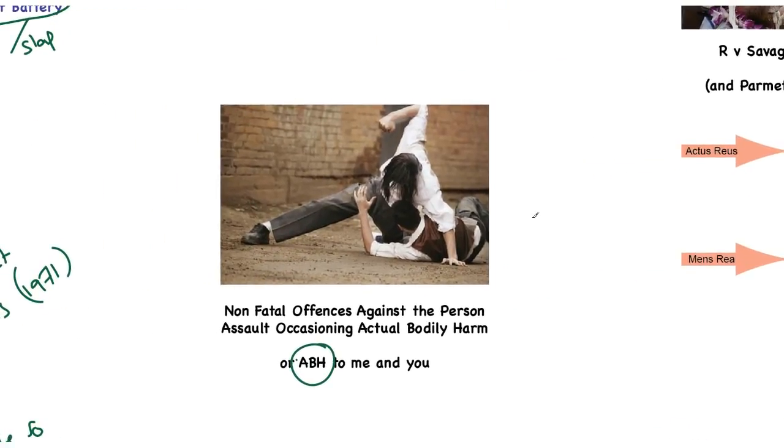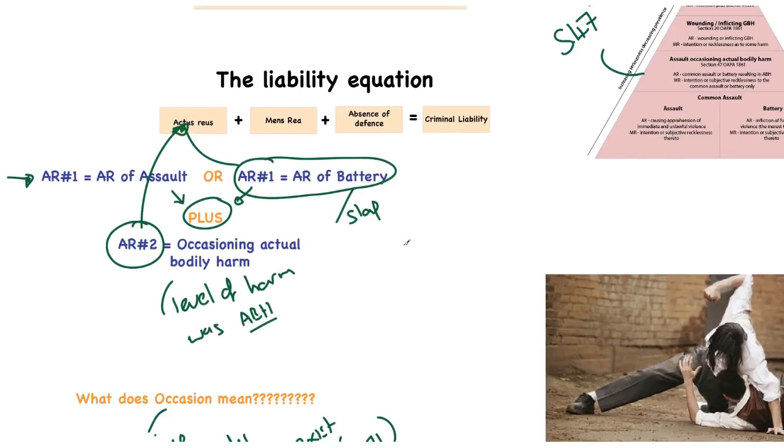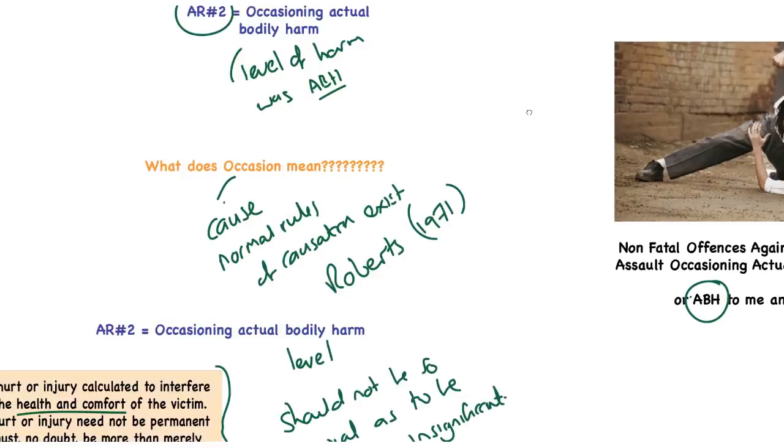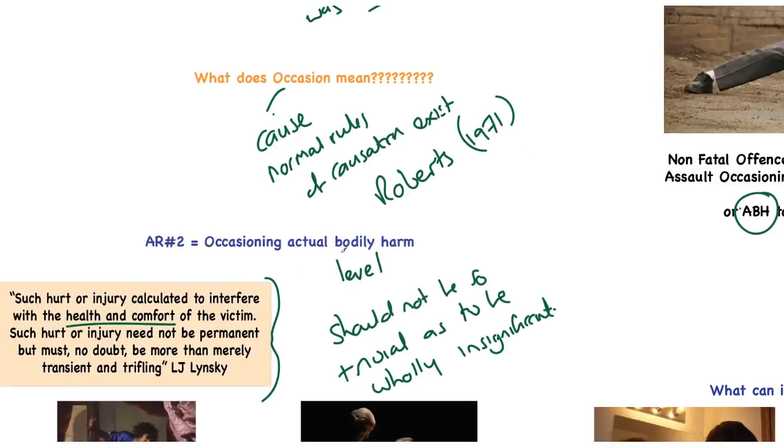I hope that's been useful, and I hope that you've understood all of the things that we've talked about today. ABH is relatively straightforward. The actus reus is simply either the actus reus of assault or the actus reus of battery, plus a level of harm that amounts to actual bodily harm. And we use Miller to define that as hurt or injury that is calculated to interfere with the health and comfort of the victim, which need not be permanent but must be more than merely transient and trifling. Thank you.